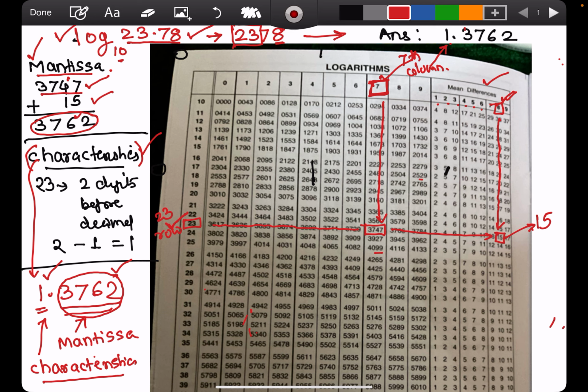Just find out how many digits are there before the decimal. Before the decimal, you find that there are 2 digits. Once you get the number of digits before the decimal, subtract 1 from it, and that becomes your characteristic. So 2 minus 1 is 1. That is how I got the characteristic as 1. So this is how, in very simple terms, you can use the log table to get the answer as 1.3762.